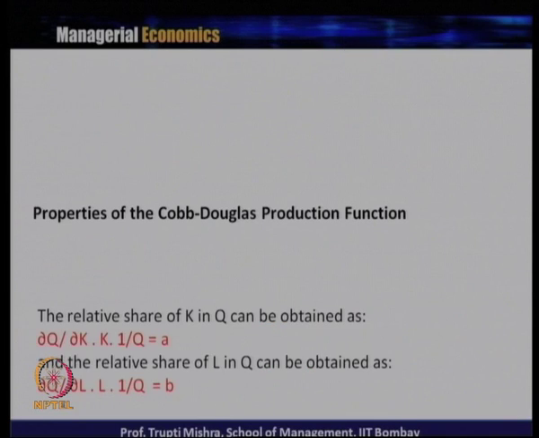So, in continuation with the fourth property, the relative share of K in Q can be obtained as del Q by del K multiplied by 1 by Q, which comes to A, and the relative share of L in Q can be obtained as del Q by del L multiplied by L, 1 by Q, that comes to B.